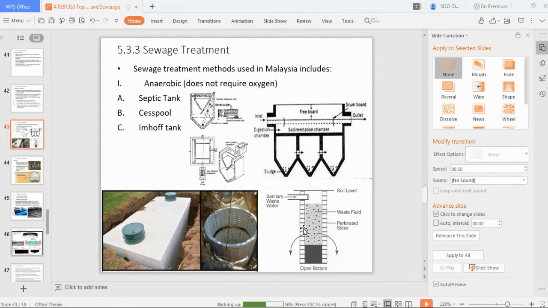The waste fluid will be contained here, and the solid waste settles to the bottom. The idea behind having this hole is so that the waste fluid can be removed through filtration in the ground. The ground is a very good filtration system. But as our population increases, because this allows the waste fluid to filter out into the surrounding soil, we are actually polluting the soil. That's why this method is already outright banned.